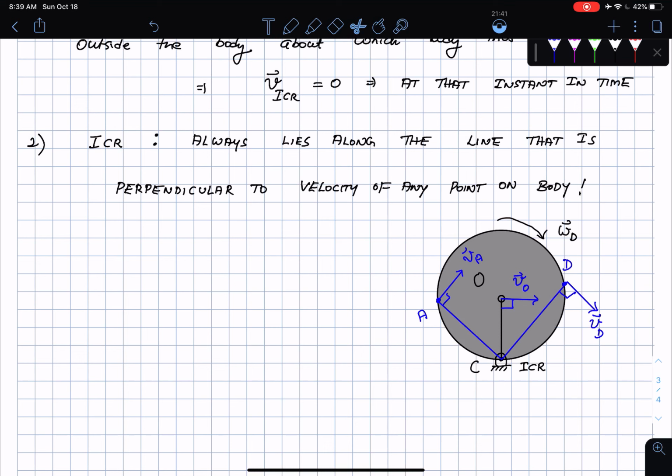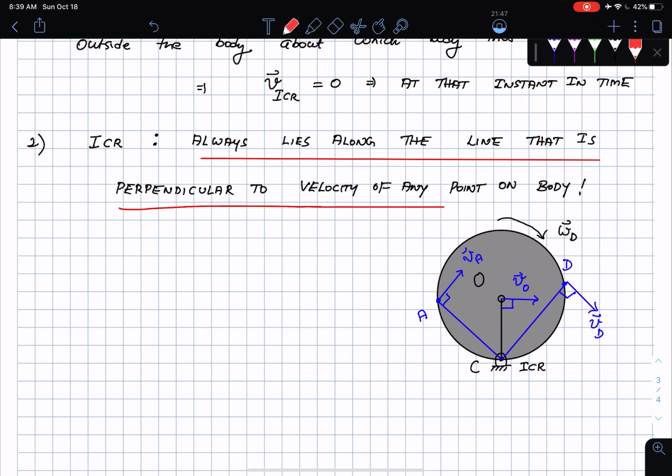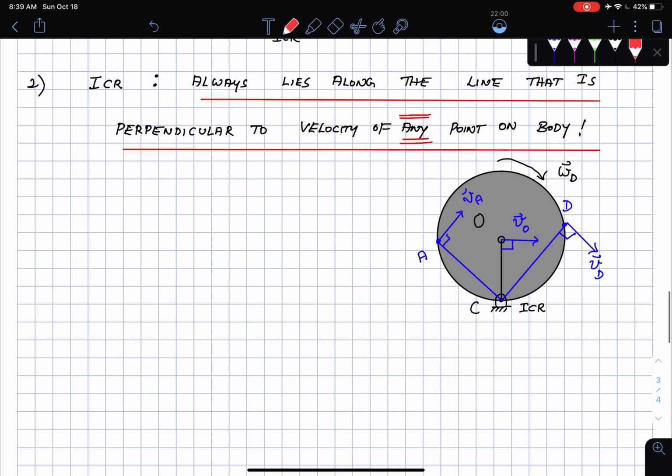Okay, then the third thing I can say. So the important thing is this always lies. This is a key statement. This is a key finding of what we have done so far. It always lies along a line that is perpendicular to the velocity of any point on the body. Not just a single point, but any point on the body. Okay, and then the third point that I want to make, which is an equally important point and which we just spoke about in terms of the right hand rule and so on, is the following.